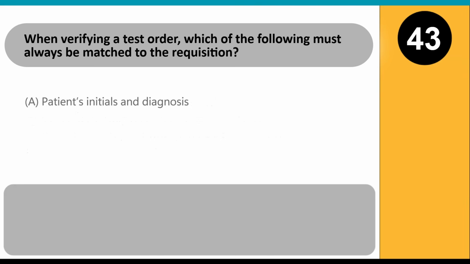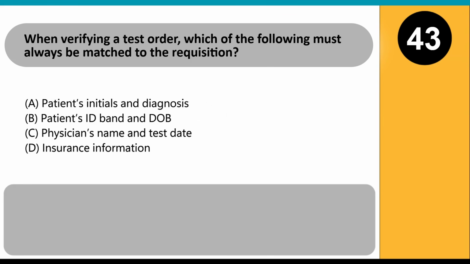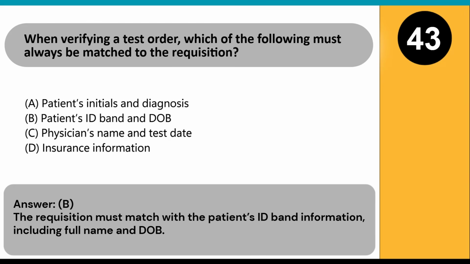When verifying a test order, which of the following must always be matched to the requisition? A. Patient's initials and diagnosis. B. Patient's ID band and DOB. C. Physician's name and test date. D. Insurance information. Answer B. The requisition must match with the patient's ID band information, including full name and DOB.